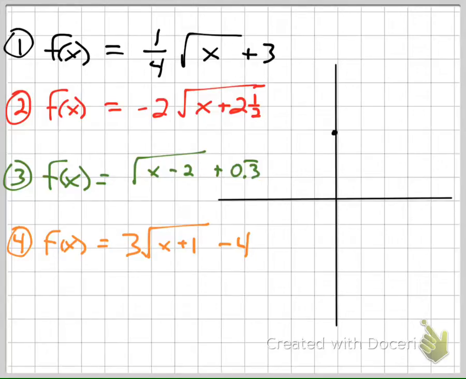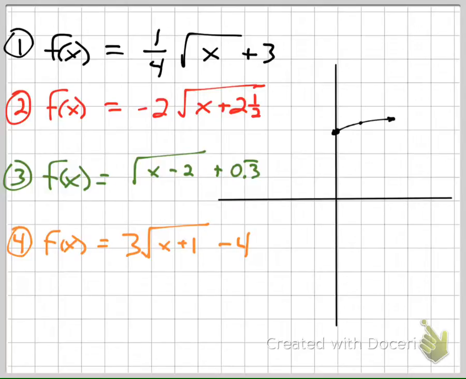So we're up 3, right? And it is a 1/4 steepness. What does that mean? Instead of it being up 1 and over 1, it's going to be over 1 and up 1/4, right? So it's very shallow. Does that make sense? Okay.